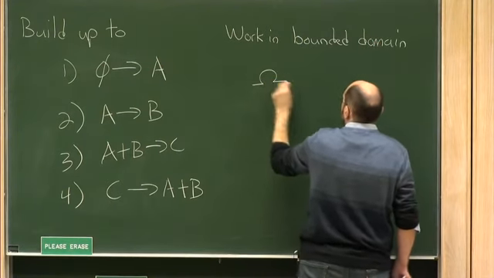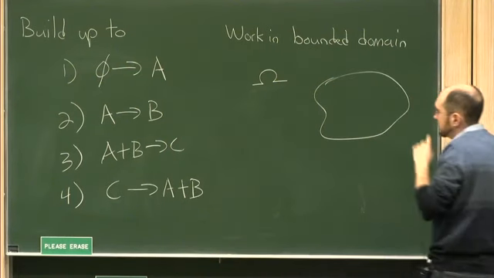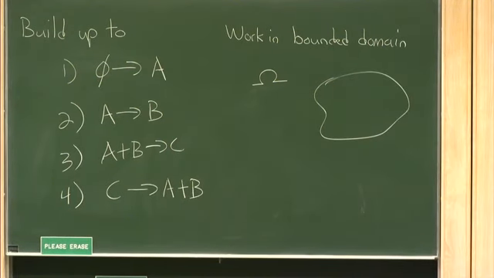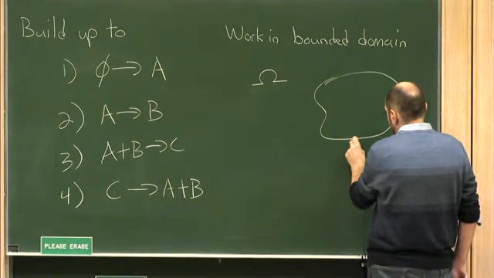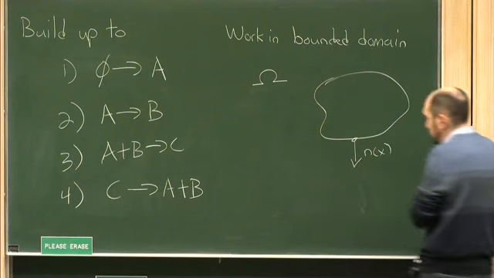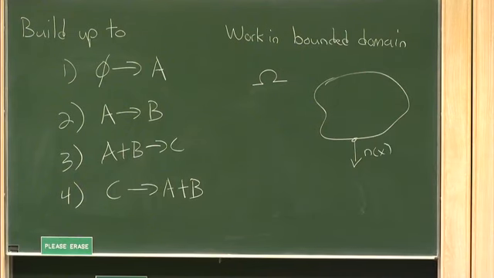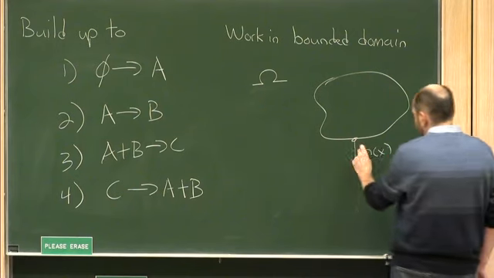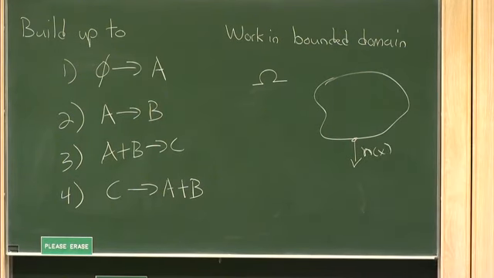Call it omega. Omega is going to be my domain. And I think at some point I'll need it. So eta of x will be the outward normal at x. My eta doesn't look like an eta.